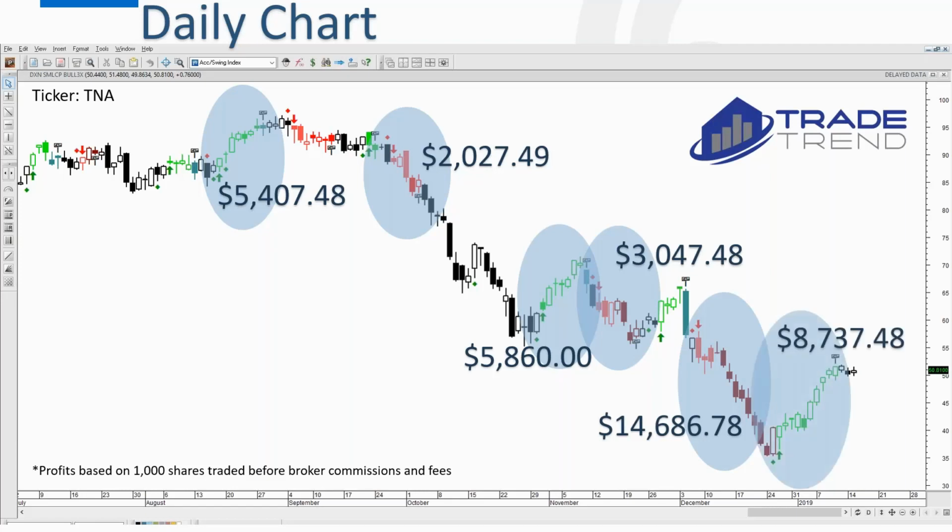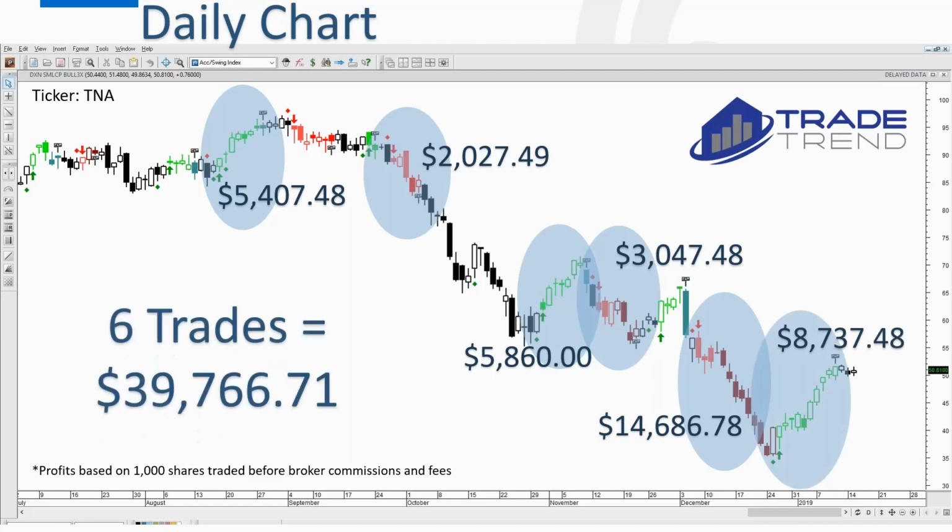You can see the accuracy of the indicator, and over the course of just these 6 trades on 1,000 shares before commissions and fees, profit of nearly $40,000. So pretty incredible, right? Just on 6 trades.